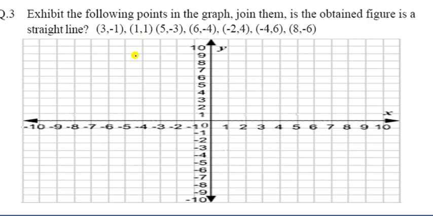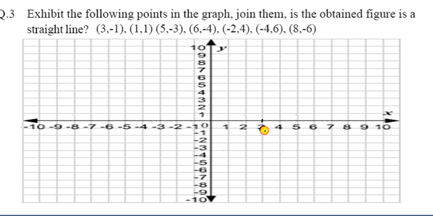And that one is the third question. Exhibit the following points in the graph, join them. Is the obtained figure a straight line or not? So you have to see this one. First of all we want to draw these points on your graph paper. It is a graph paper, representing 1, 2, 3, 4, 5, 6, 7 up to 10, and here is minus 1, minus 2, minus 3, minus 4, minus 5 and so on up to minus 10, and above that is 1, 2, 3, 4, 5, 6, 7 up to 10, and down is minus 1, minus 2, minus 3, minus 4, minus 5 up to minus 10.